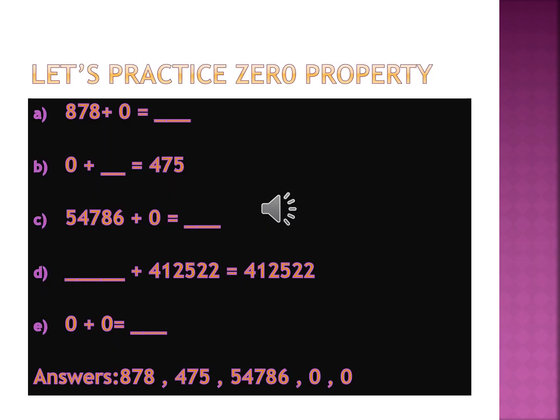Now let's quickly practice zero property. A part, 878 plus 0 gives you the same number, that is 878. Next is 0 plus dash is equal to 475. So you know the answer is 475. So 0 plus 475 will give you 475. In a similar way, you can do the last three parts.